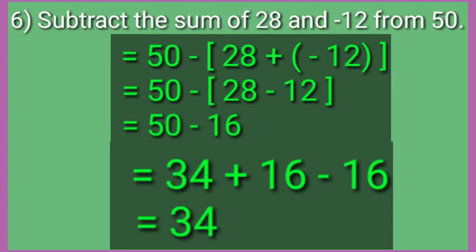Question number 6, subtract the sum of 28 and minus 12 from 50. Here 50 minus 28 plus minus 12, which equals 50 minus 28 minus 12. Now subtract the values. 28 minus 12 will get 16, that is 50 minus 16. Now split 50 into 34 plus 16, that is 34 plus 16 minus 16. Now cancel the positive 16 and negative 16, we will get the answer 34.